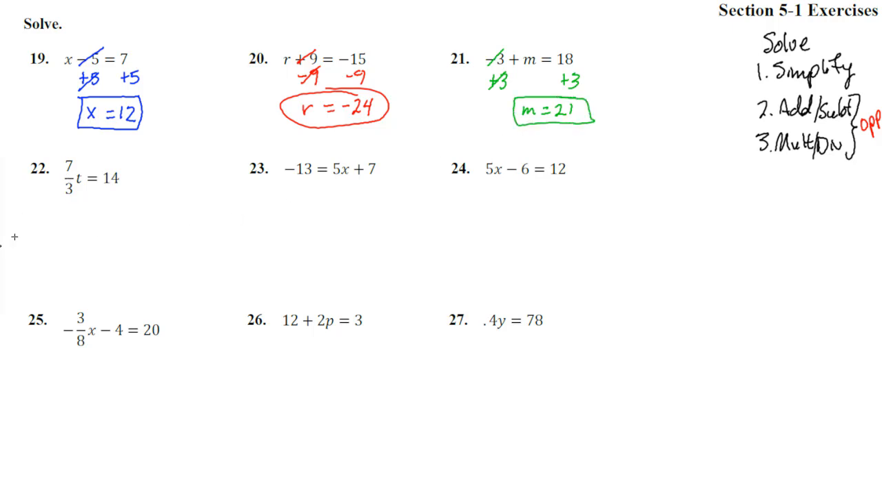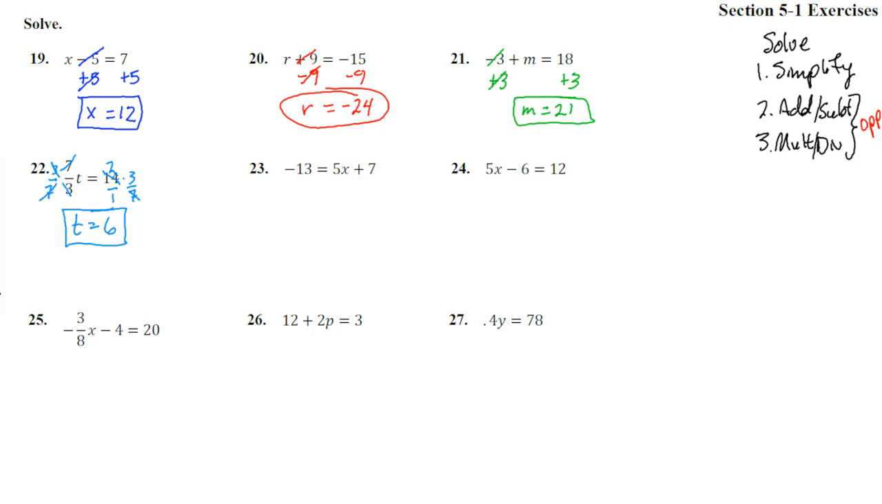Number 22. We need to divide by 7/3. Now, when we divide by fractions, that's actually the same as timesing by 3/7. And watch what happens. Times by 3/7, times by 3/7. 3, 3, 7, 7. They cancel. That's why the multiplicative inverse is the reciprocal. So we get t equals, let me see, 14 over 7. We can cancel that and leave a 2. 2 times 3 is 6.